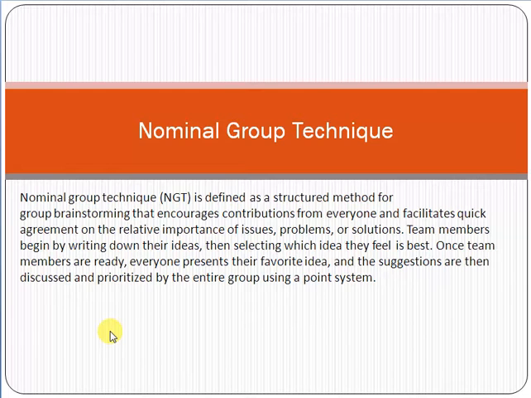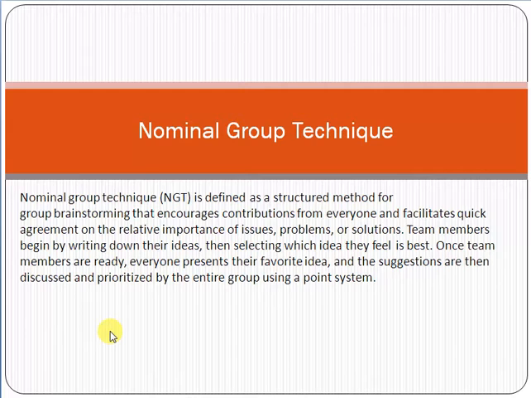The nominal group technique is basically a type of brainstorming session in which, if there is any issue, problem or need for a solution, the team members sit together, and one by one everyone stands up and gives their ideas and thoughts. Everyone has the opportunity to think about it and give their ideas, and after some point you give some score or priority to every thought, and then you can take a decision.